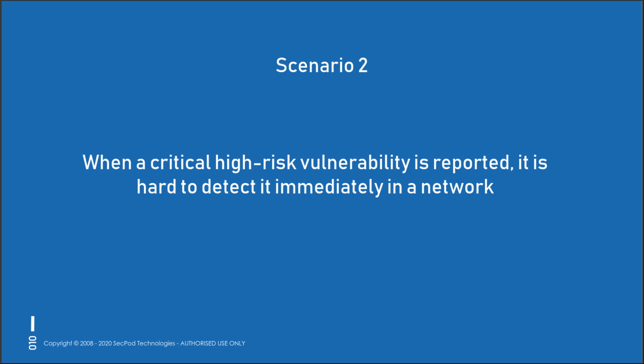When a critical high-risk vulnerability is reported, it is hard to detect it immediately in the network. So this is really true. When a sudden high-risk vulnerability is reported, security teams often find it difficult to immediately detect it in the network. So how do we handle this, Bharat? Yes, Dikshita. This is really important, to detect a high-risk vulnerability once it's reported. For this, the solution is on-demand real-time scanning. Sena now supports this. I'll show you how to perform on-demand scanning in Sena now.